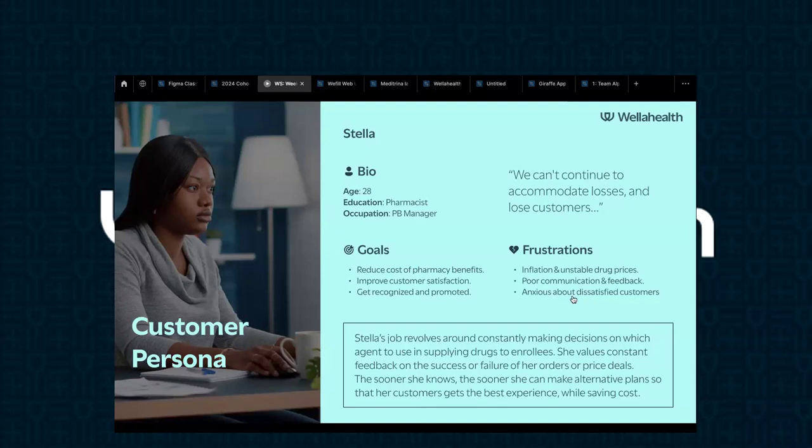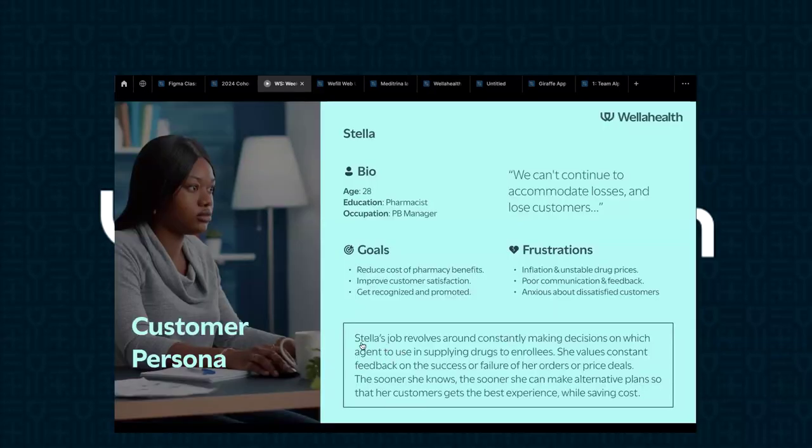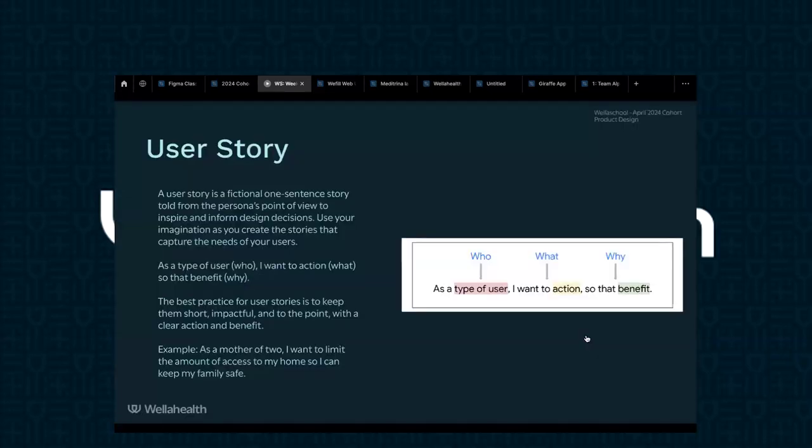So this is a summary. This is what we call a user story. I know we talk about it in the next year. So a user story, right? This is our user story. Stella's job revolves around constantly making decisions on which agent to use in supplying drugs to enrollees. She values constant feedback on the success or failure of her orders or price deals. The sooner she knows, the sooner she can make alternative plans so that her customer gets the best experience while saving costs. That's the user story.